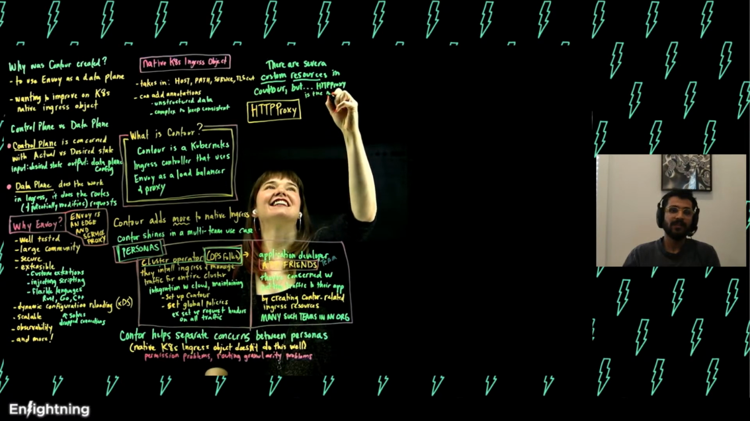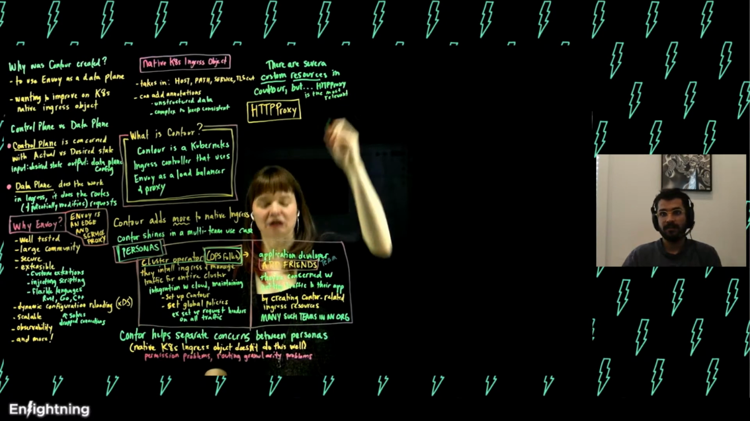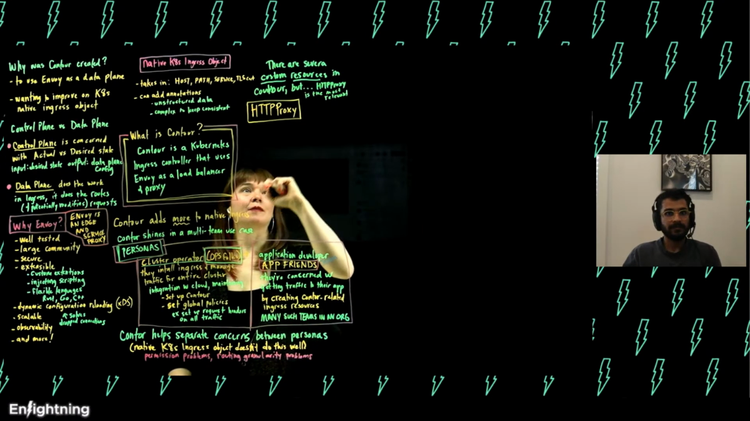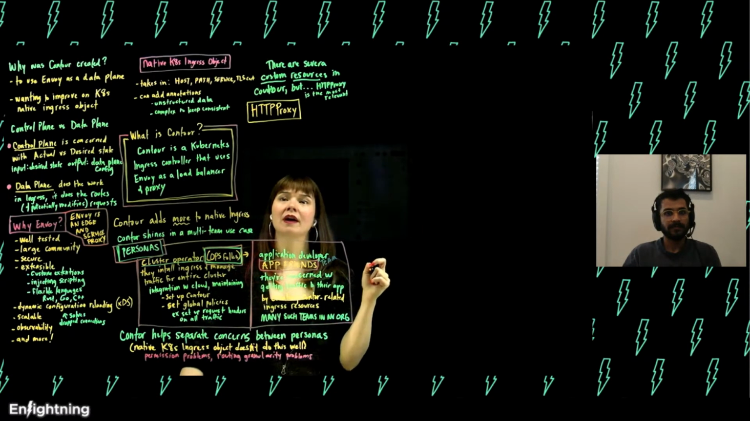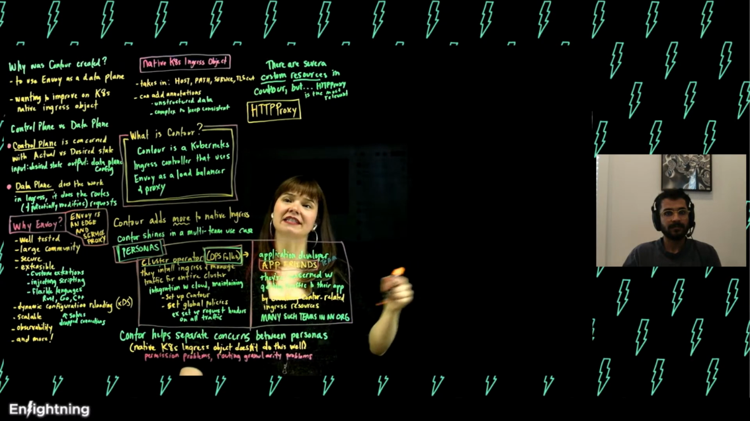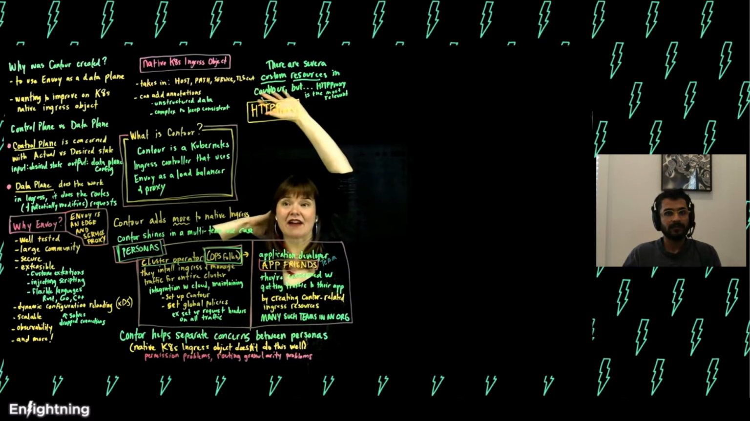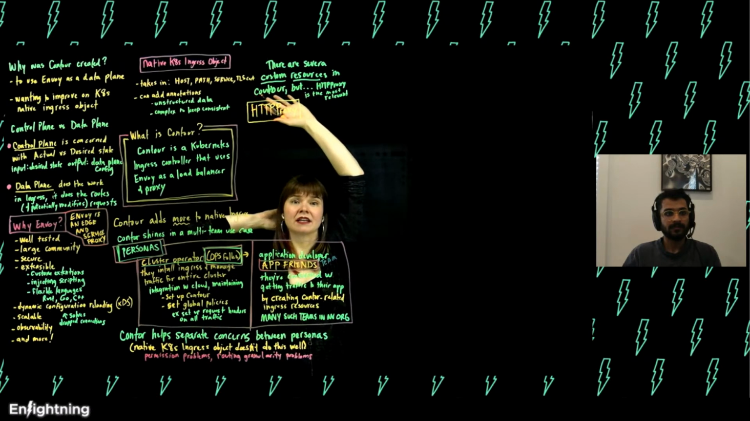So everything you can do with Ingress, you can do with HTTP proxy, but it adds some more capabilities. Okay. So if you can do everything with Ingress that you can do with this, is there any reason to ever use the Ingress object?